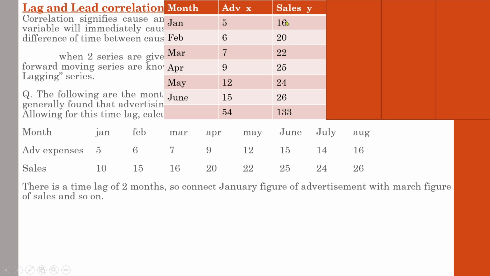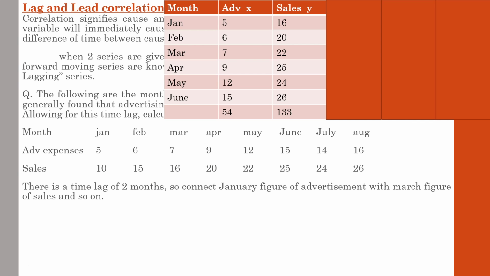For 5, its effect will happen only after 2 months, so 16 is taken. For 6 it will be 20, for 7 it will be 22, for 9 it will be 25, for 12 it will be 24, for 15 it will be 26. But after June, that is 14, there is no value. Since there was no value, we have stopped at June. That is why we didn't take the value of 14 as well as August 16. In case of sales, the result is obtained only after 2 months, so we have left these two values.